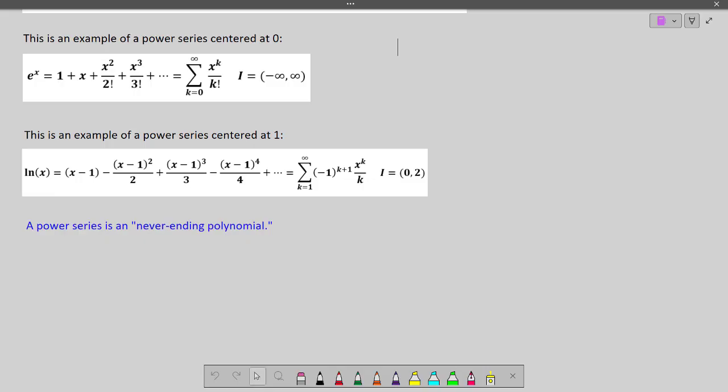And you can see all the regular stuff with e to the x. If you take the derivative of this, you get the same thing back. Derivative of 1 is 0. Derivative of x is 1. Derivative of this term, you get 2x over 2. The 2's cancel, you get x. Derivative of this term is that. The derivative of that term is that. So you can see that the derivative of e to the x is e to the x.